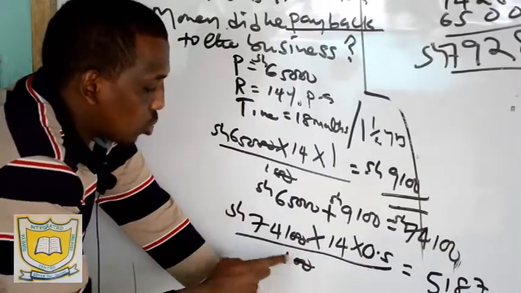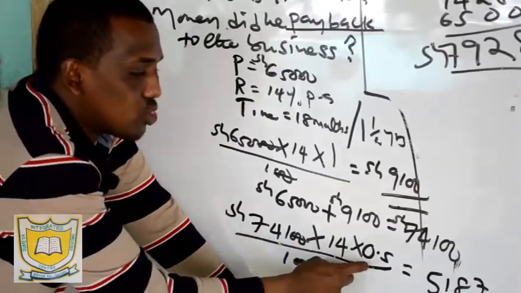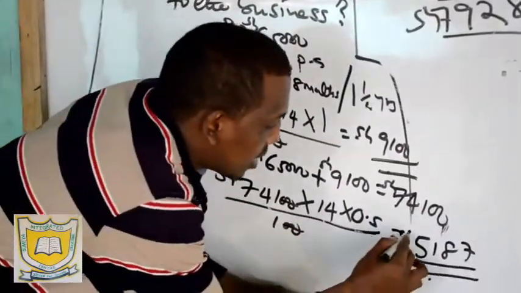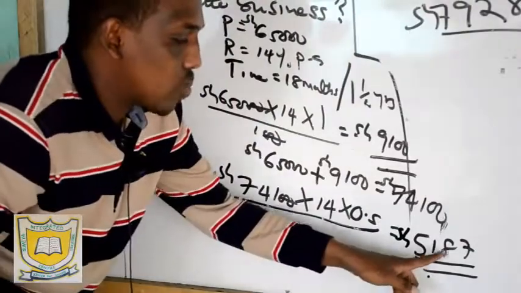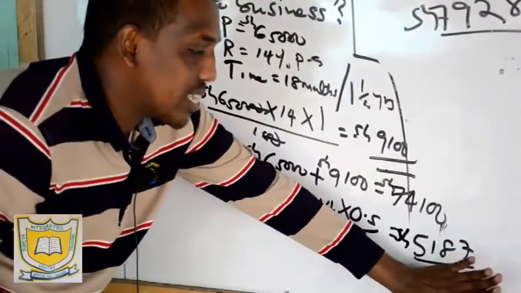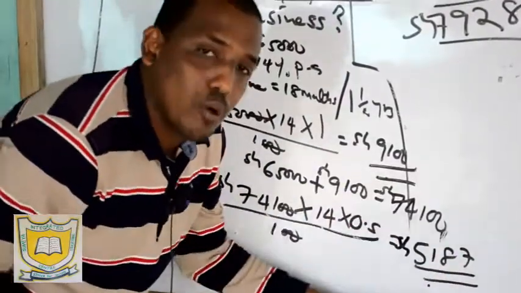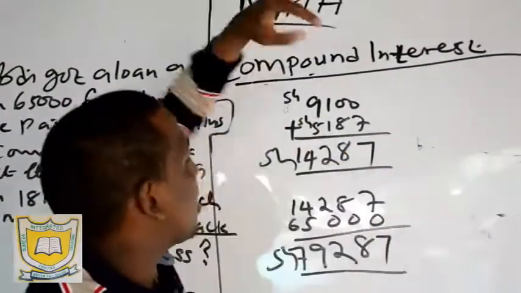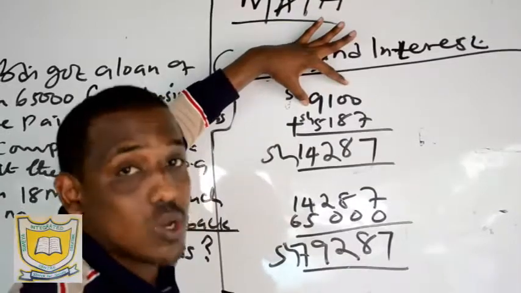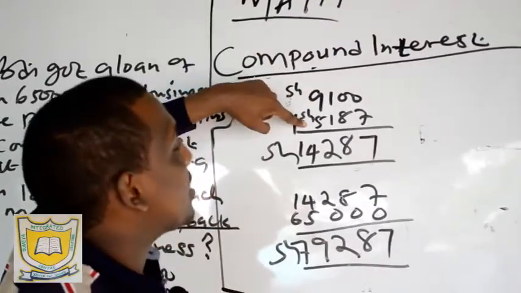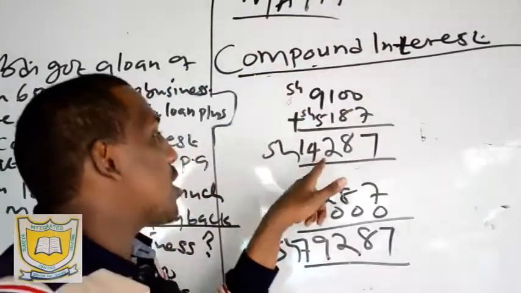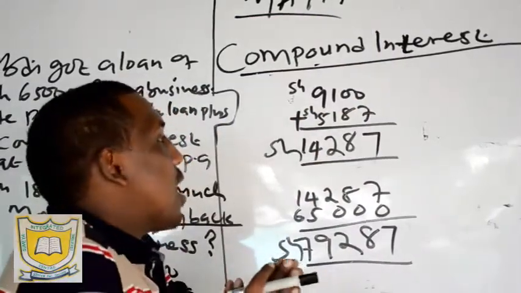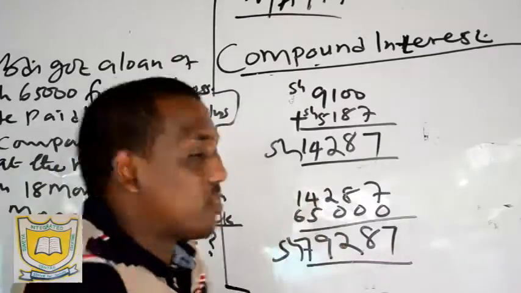So cancel. 741 times 14 times 0.5, you will get shillings 5,187. This is now the interest of the second year. Let us get the compound interest. What do you do? You add the two interests now. Then I came here, I said the interest of the first year is 9,100 plus second year interest 5,187. You will get 14,287. This would have been the answer if the question had asked what was the compound interest. This is the answer.